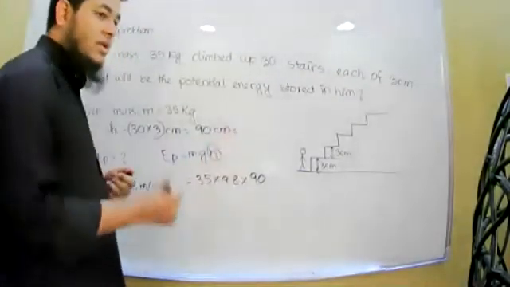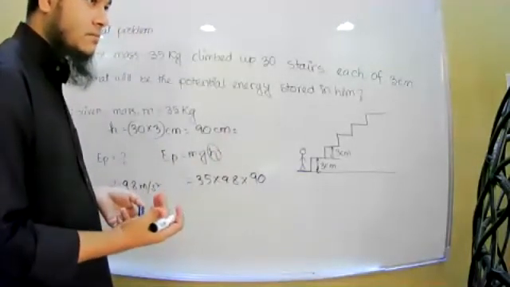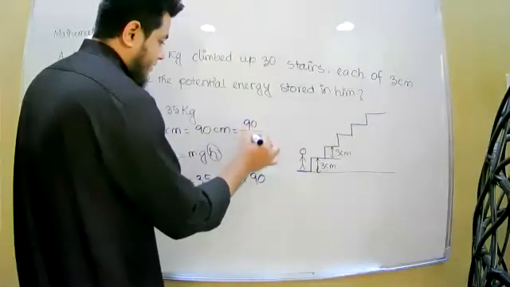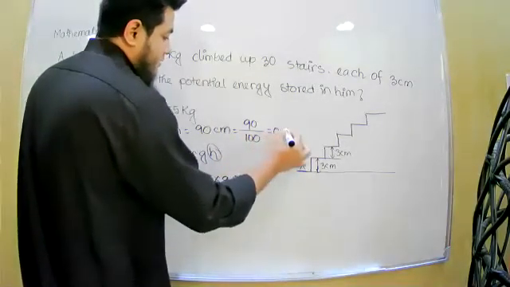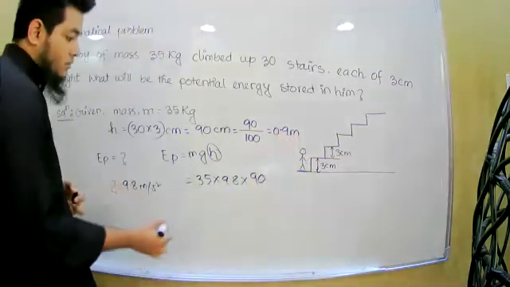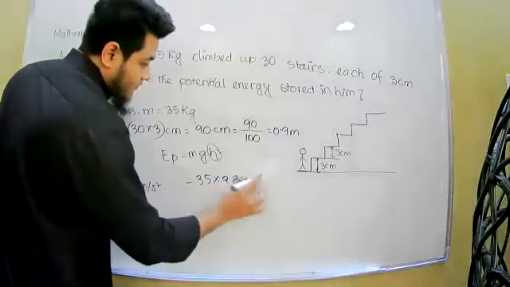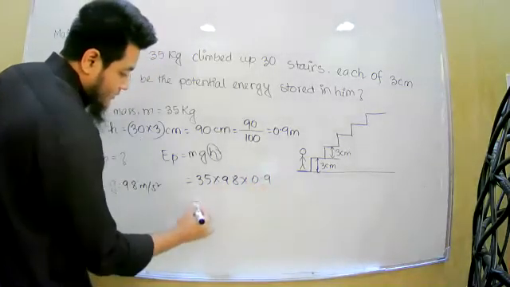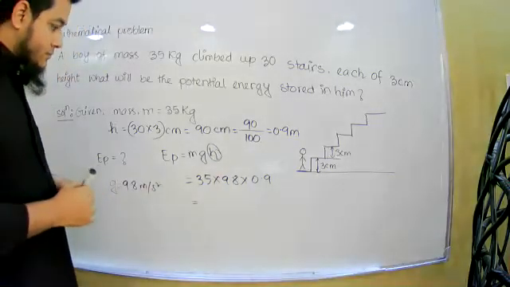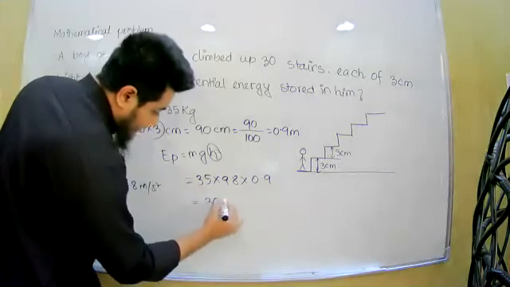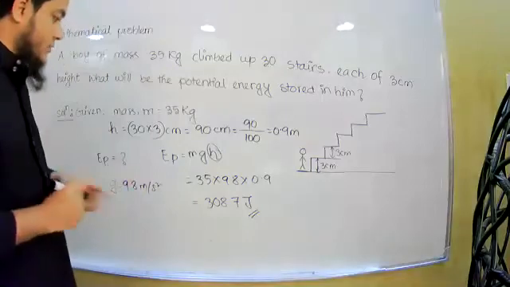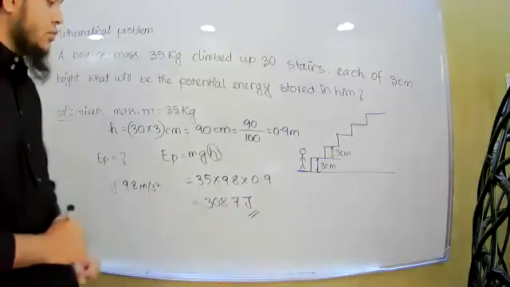So centimeter to meter, how can we convert? Divided by 100. So 90 divided by 100 is 0.9 meter. So we have to put the value of height as 0.9. Then you can calculate and write the answer. 308.7, and it will be joule. Yes, as we are calculating energy, it will be joule.